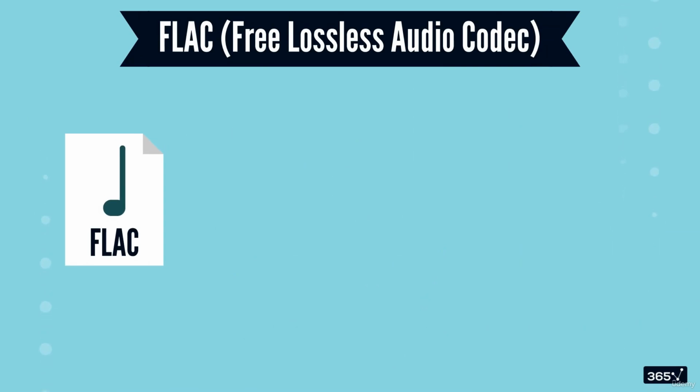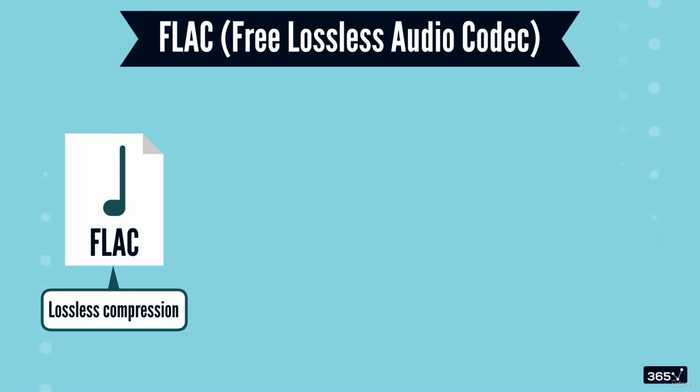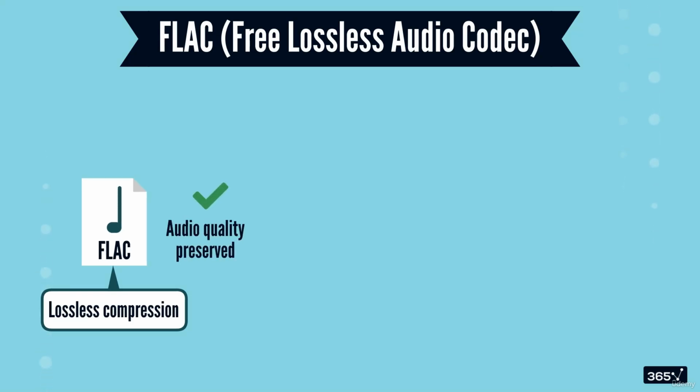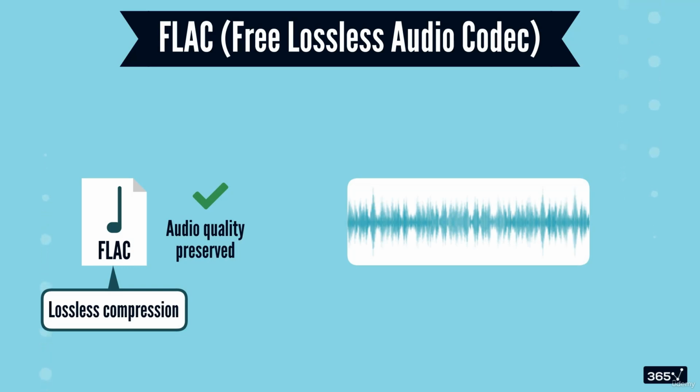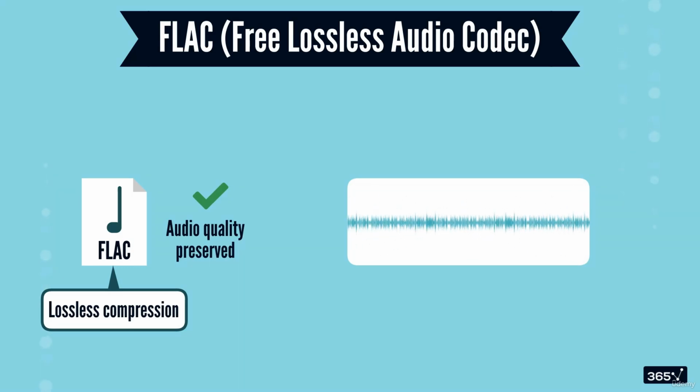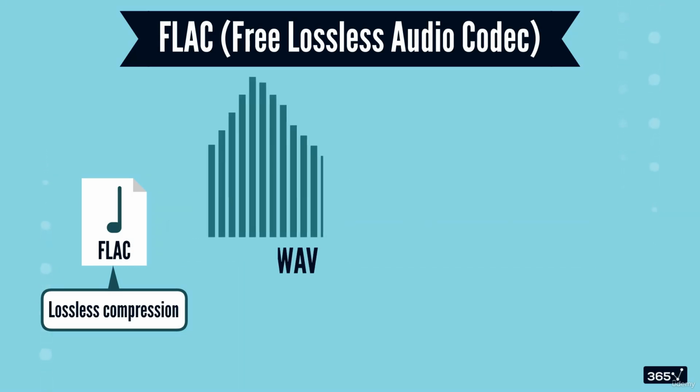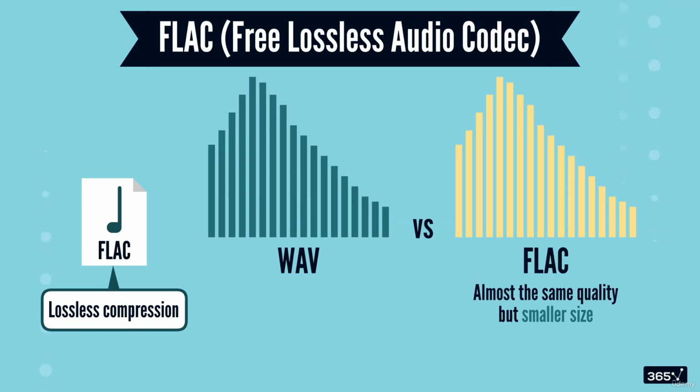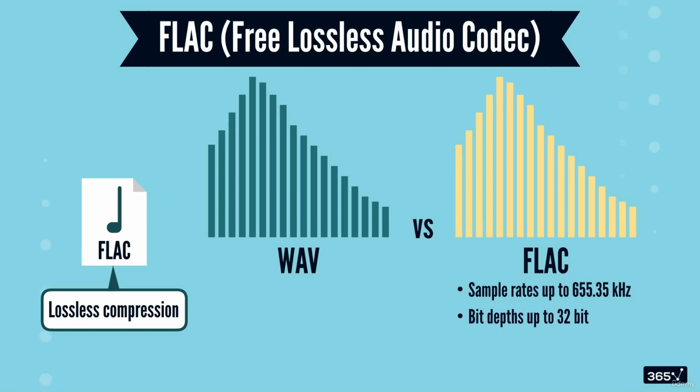Next comes FLAC, or Free Lossless Audio Codec. FLAC offers lossless compression, which reduces the file size without losing audio quality. It's particularly useful when working with longer recordings because it maintains almost the same high fidelity as WAV files but is more manageable in size. This format can handle sample rates up to about 650 kHz and bit depths up to 32 bits, making it an excellent choice for speech recognition applications where quality and file size are important considerations.